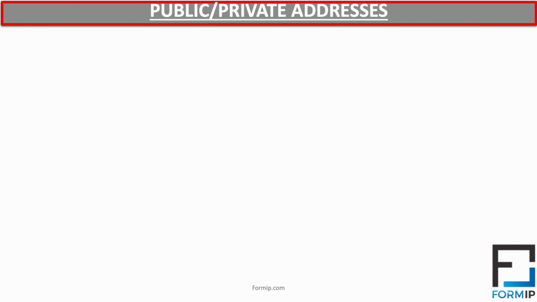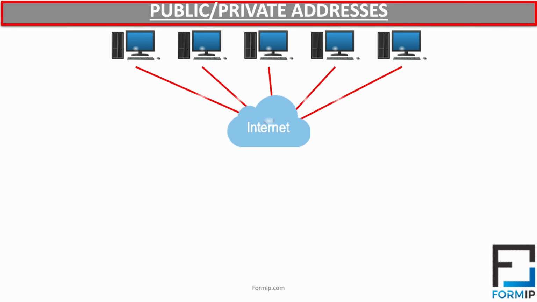For example, imagine you have a small business and you need 5 public IP addresses for your employees to access the internet. If you contact your internet service provider to ask for 5 public IPs, well, it may take up a big part of your small business's budget. So that's where private IP addresses come in.